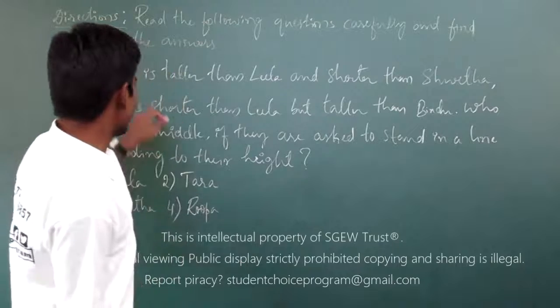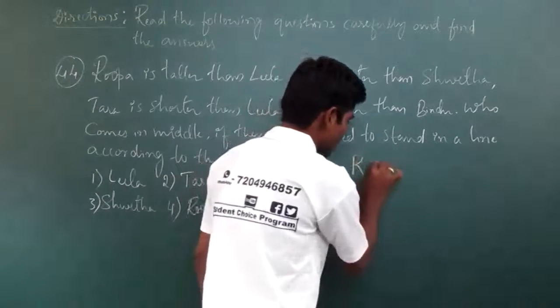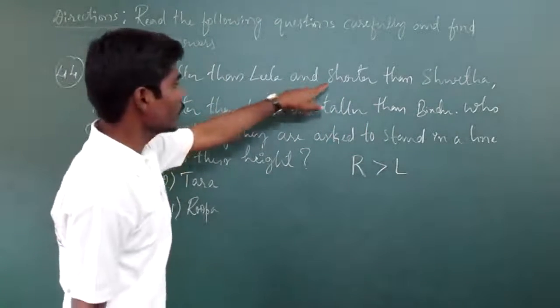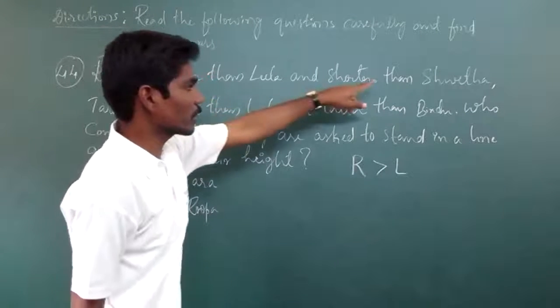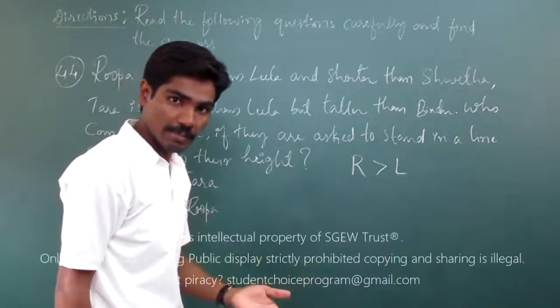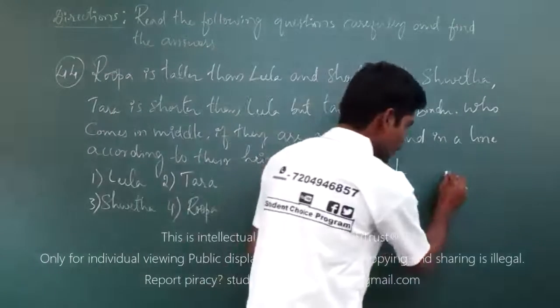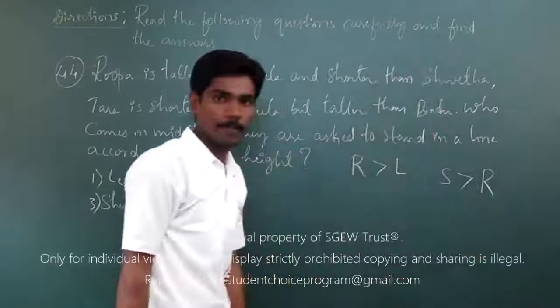Okay. Now see, Rupa is taller than Leela. Let me read that. Rupa is taller than Leela. Okay. And shorter than Shweta. That means Rupa is shorter than Shweta. Rupa is shorter than Shweta is nothing but Shweta is taller than Rupa. Am I right? Shweta is taller than Rupa.